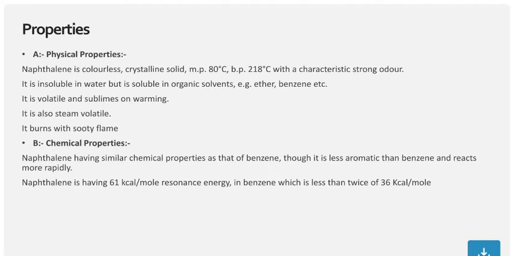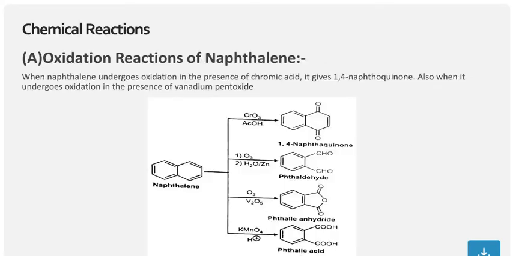Now, I am going to talk about chemical properties of naphthalene. Naphthalene has similar chemical properties to those of benzene, though it is less aromatic than benzene and reacts more readily. Naphthalene has 61 kilocalorie per mole resonance energy, which is less than twice the 36 kilocalorie per mole of benzene. So, focus on the chemical reactions.